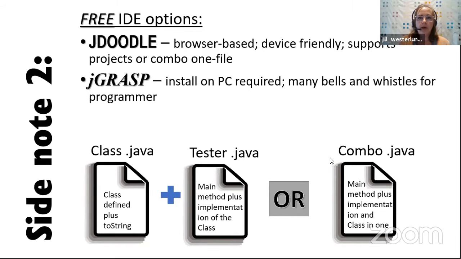So here are a couple of options. JDoodle, we've talked about several times. It's browser-based. It will let you build a project and use multiple files together, and I hope you've seen that in the links that we shared, or obviously a combo file.